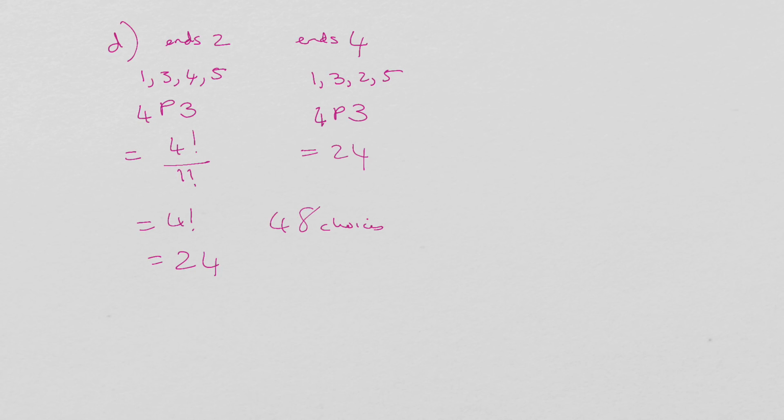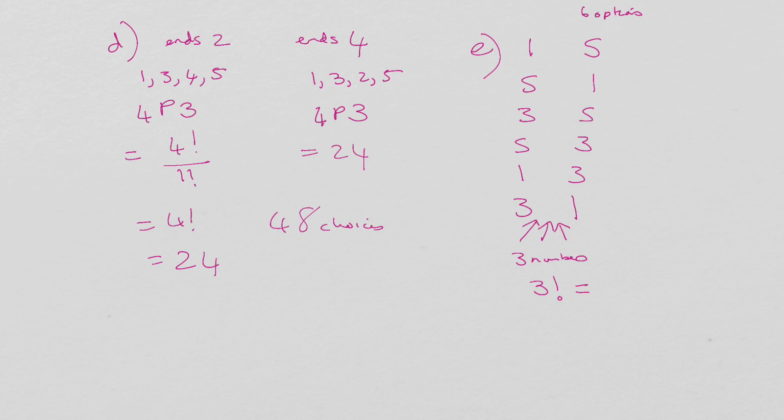Okay. And then please try the same for E. It says a number starts and ends with an odd number. If I were you, I would write down what that would look like. So you have 6 options.